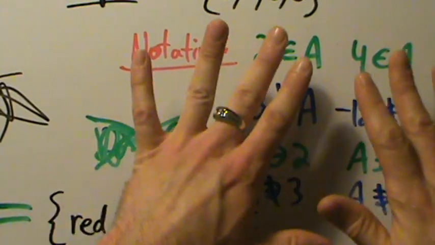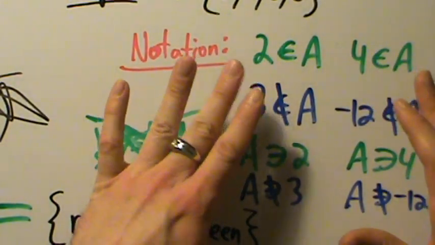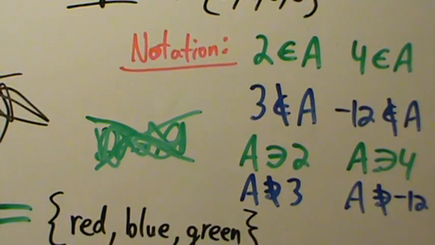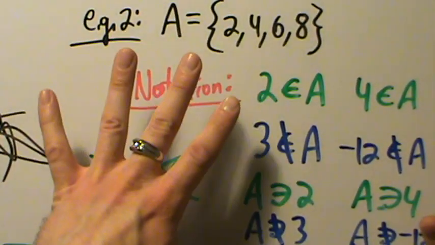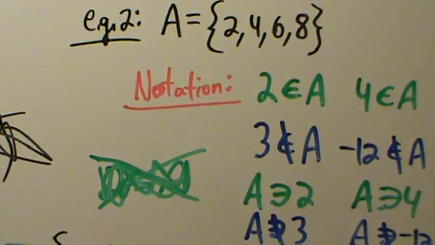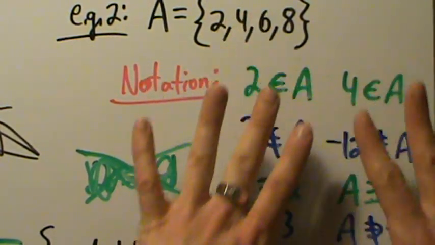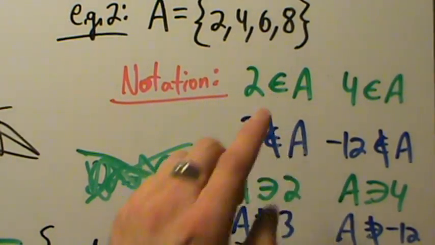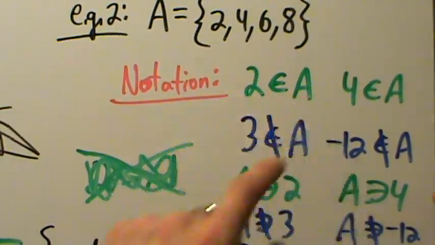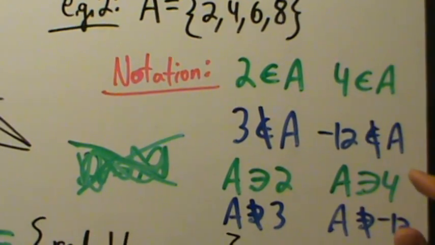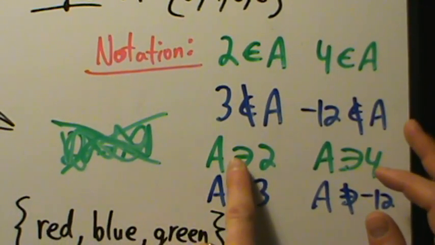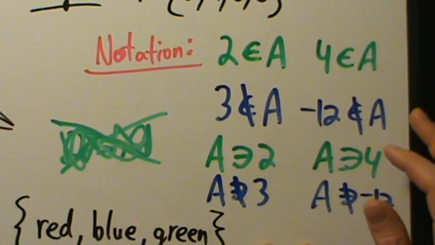This notation doesn't just apply to the listing method, it applies to all sets and elements in general. No matter how you're describing a set, whether it's the listing method or, in the next video, the set builder method, or anything else really, when you're talking about elements and sets, you have this notation with the business end of a fork to mean element of. 2 is an element of A, 4 is an element of A. A contains the element 2, or A has the element 4, things like that.